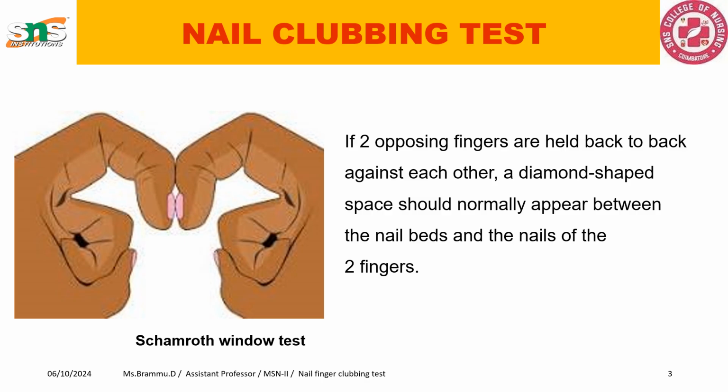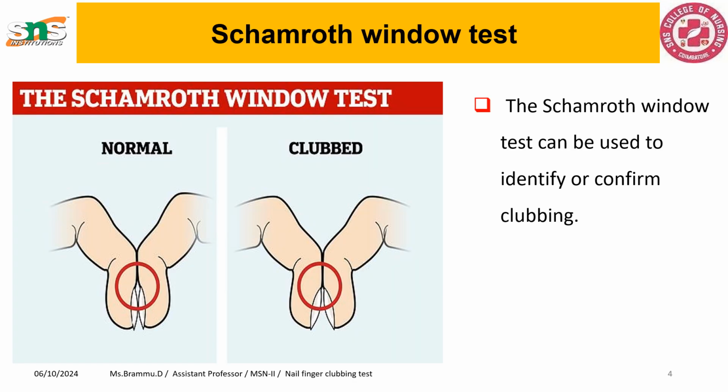So in this picture, you can see the window. That is a diamond shaped window between the pink nail polish and the fingers, the index fingers. So what we do here is that the patient is asked to oppose both index fingers back to back against each other, and you have to check for the diamond shaped window space. Normally it should be present, so that there are no changes in the nail beds or in the nail angles between the two fingers. So this is the nail clubbing test, or otherwise we call it the Shamroth window test.